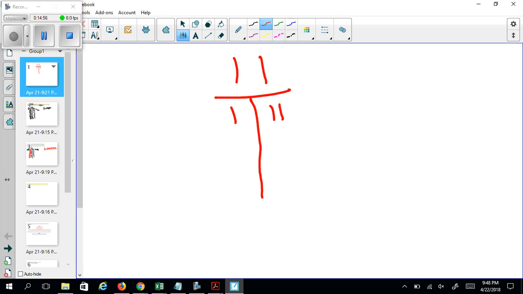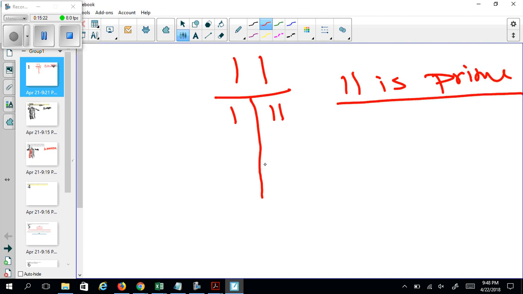3, I have 3, 6, 9, and 12. It's not 11. 4, I have 4, 8, 12. Again, that doesn't work. 5, I have 5 and 10. So no other number is going to work for the number 11. So 11 is a prime number. Okay? 11 is prime, which means that the only factors are 1 and 11. So there's only one factor pair, two factors.